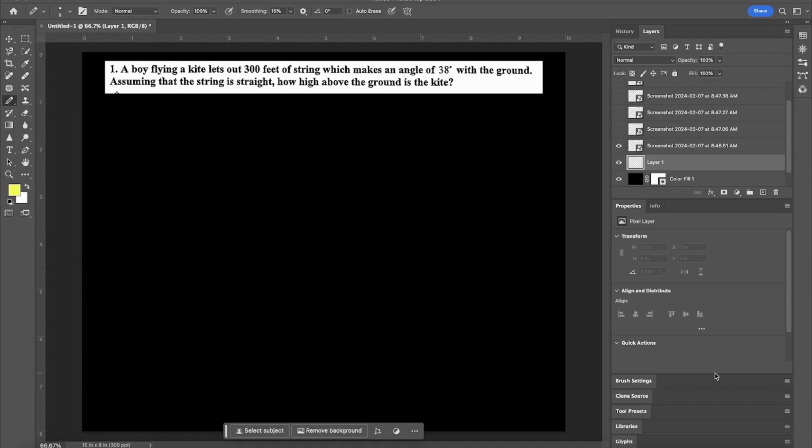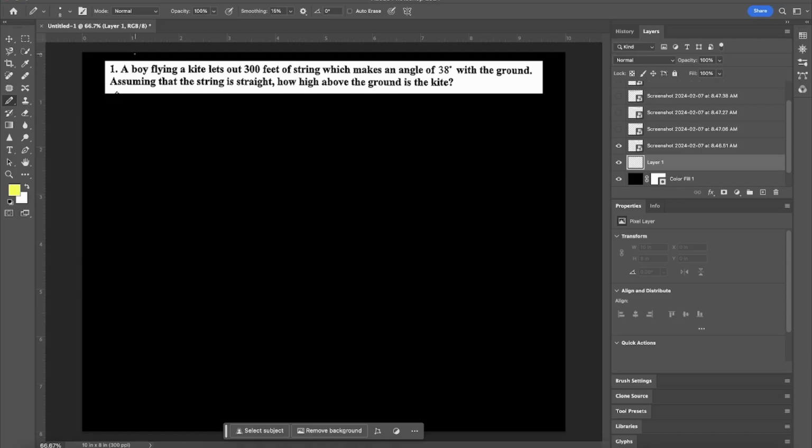So let's begin with example number one. A boy flying a kite lets out 300 feet of string, which makes an angle of 38 degrees with the ground. Assuming that the string is straight, how high above the ground is the kite? So we are going to start with our diagram.